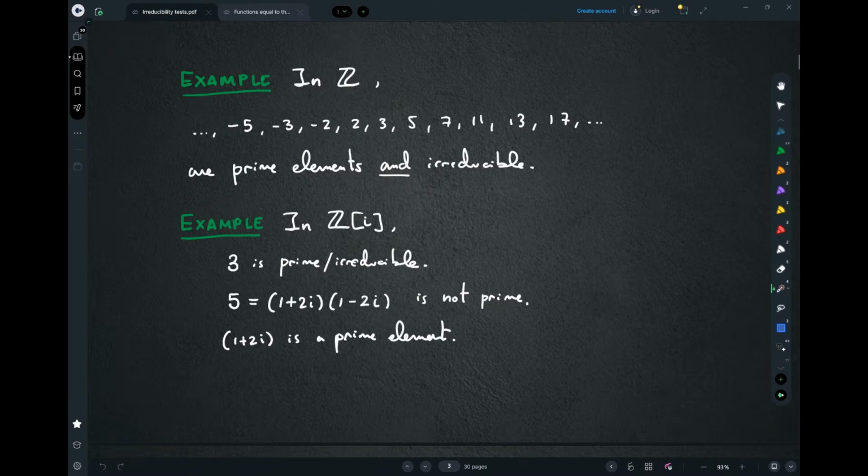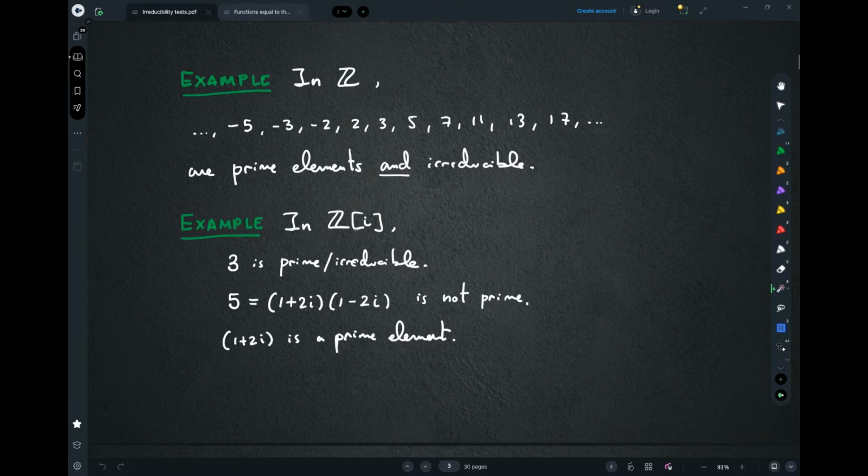Now, as I said, the prototypes of these elements are the prime elements in the integers. The primes in the integers are usually these positive numbers, 2, 3, 5, 7, 11, 13, 17, and so on. But as a ring, -2 has the same properties of irreducibility and primality that we've just described. So all of these elements are prime and irreducible.